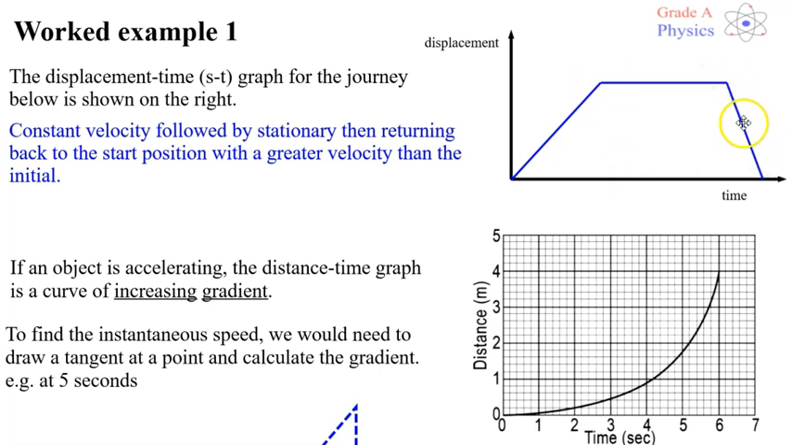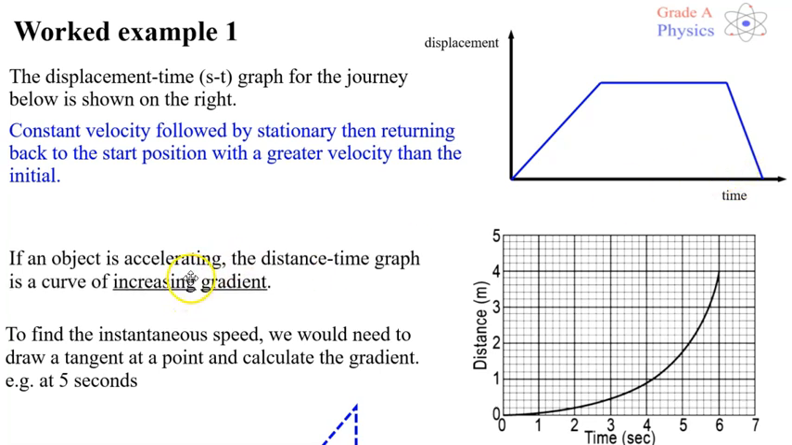And then we have a negative gradient. So a negative gradient means we've changed direction. We have a negative velocity. We're going back to the start position, which makes sense on this graph because we started at 0 displacement and we end up back at 0. So we're right back at the start position. Also, I could look at the magnitude of the rate of change of displacement. That is the size of the gradient. We have a larger gradient, which means we have a larger magnitude of velocity.